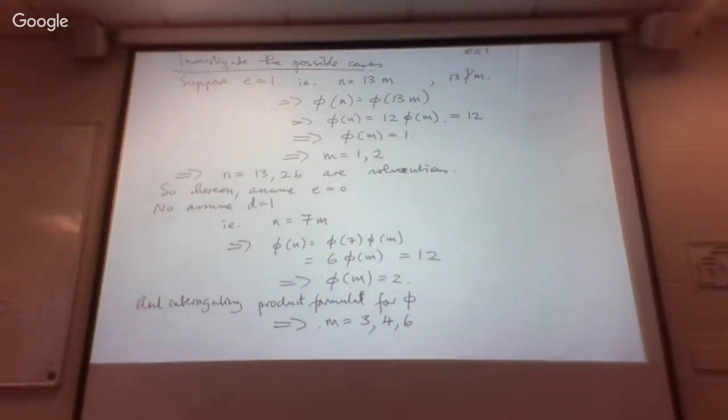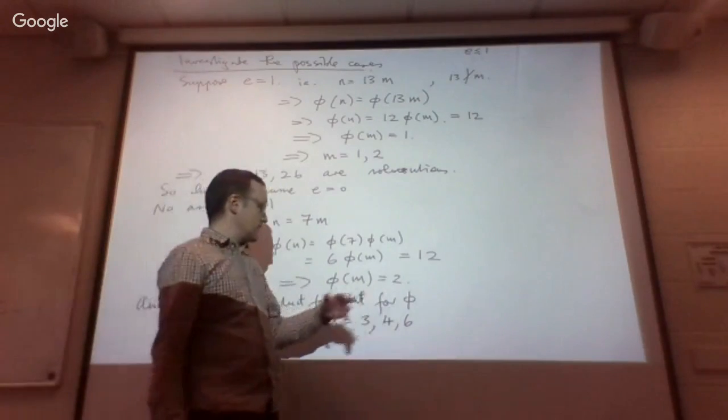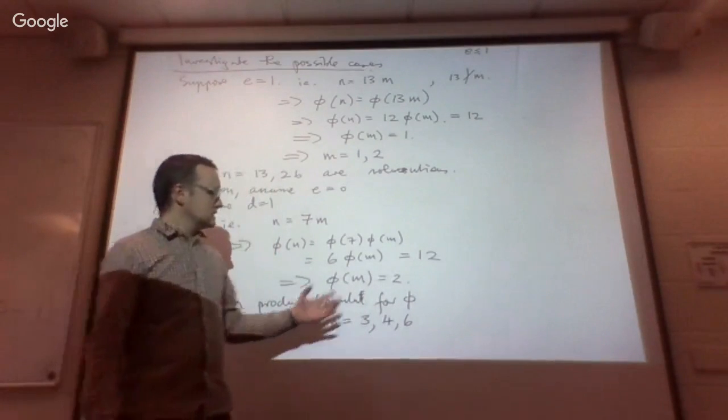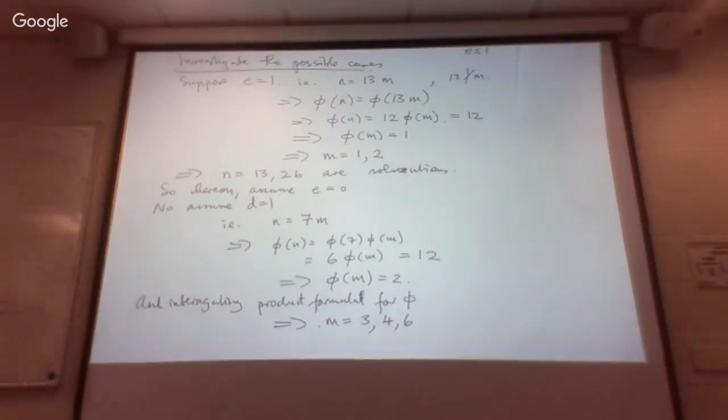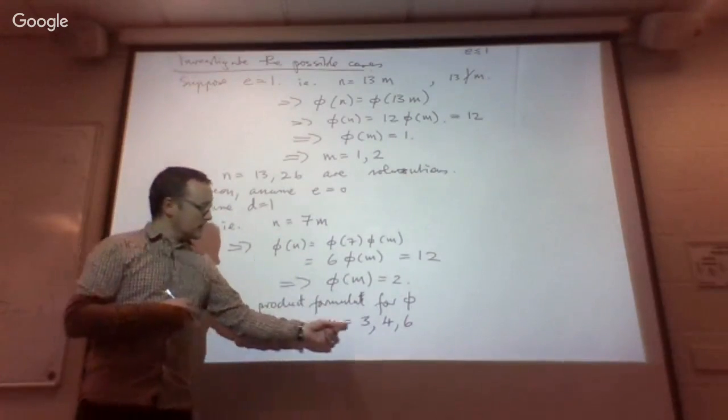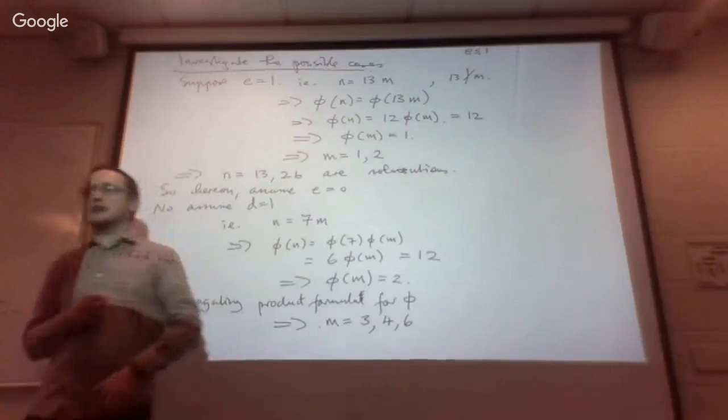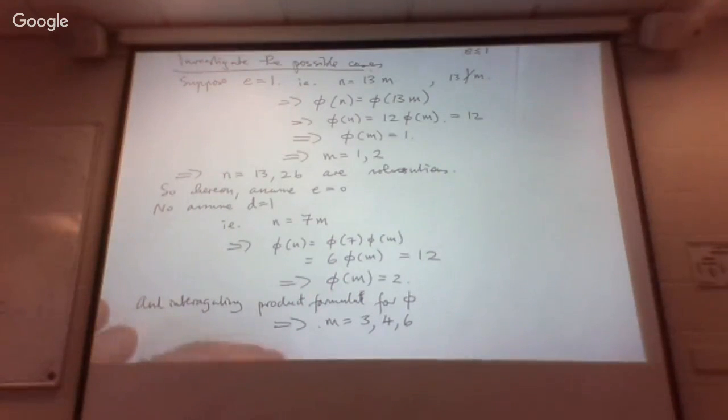3 is prime, so phi of 3 is 2. 4 is 2 squared, so phi of 4 is 2. 6 is 2 times 3, so phi of 6 will be 2 as well. And there are no other solutions. Okay? So these very low values, phi of m equals 1 or phi of m equals 2, you can figure out those solutions just from looking at the product formula directly. So if there is a 7 in the factorization of n, we can have the values 3, 4, and 6 for the other factor. So that gives the solutions.